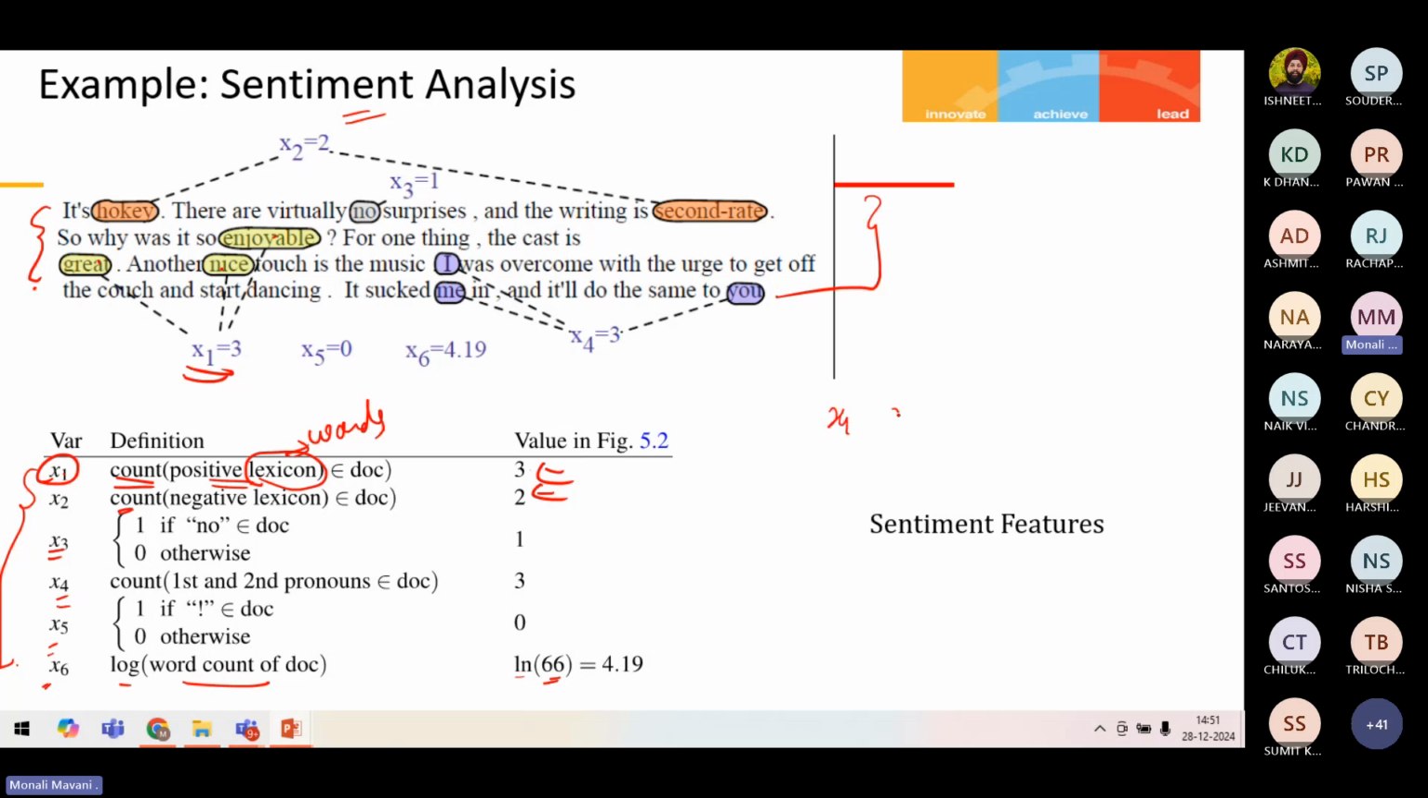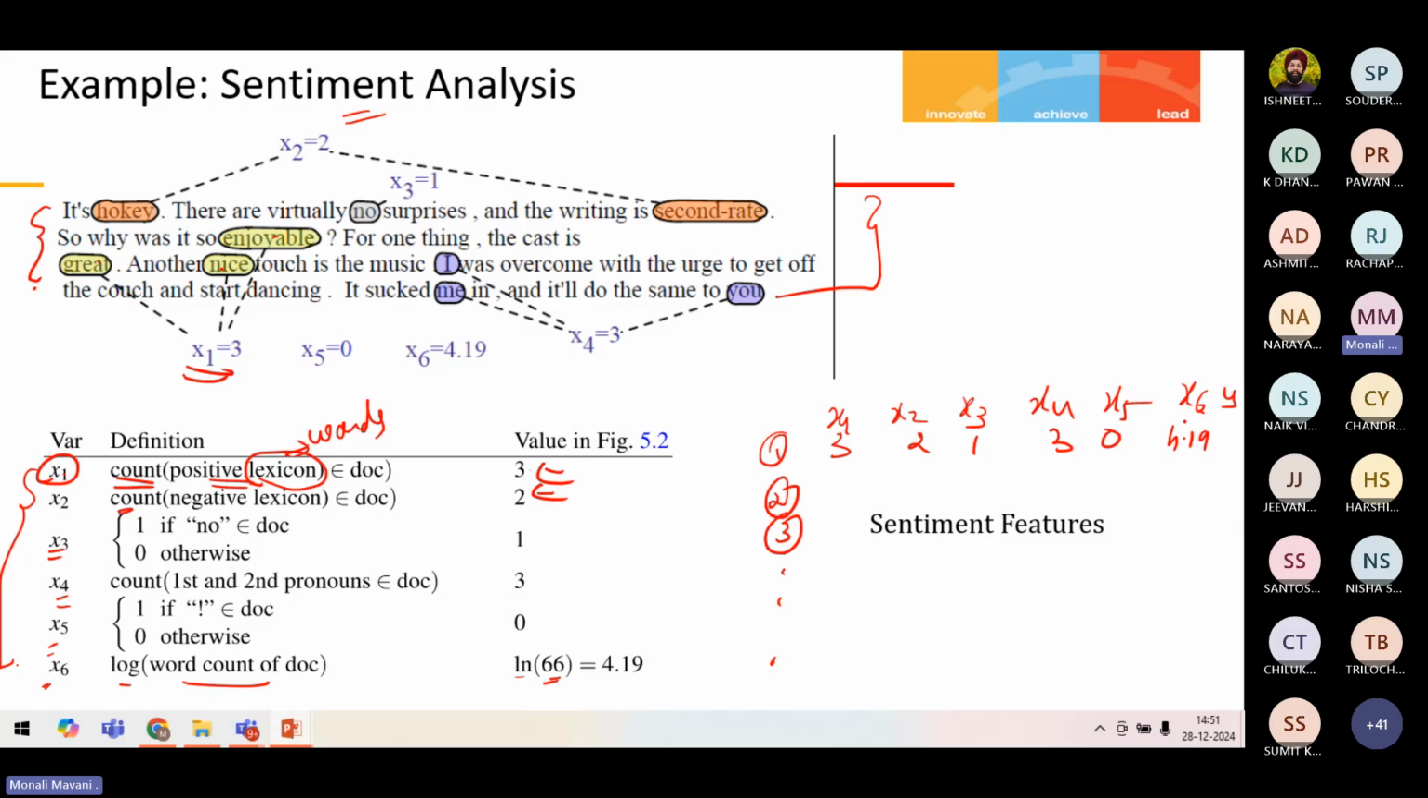I can have X1, X2, X3, X4, X5. We have 6 features, and then we have this: 3, 2, 1, 3, 0, and 4.90. And then we have the corresponding label. Suppose I have so many such texts. This is one training example. Then I have a second, third, and so on. For each of the texts, such features are extracted, and then, supervised, we have a label.